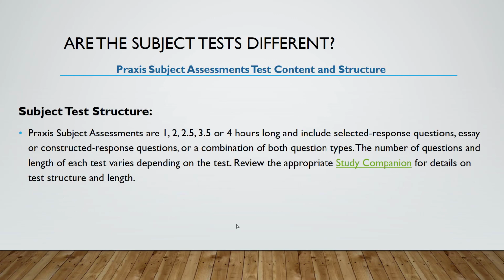The subject test structure. PRAXIS subject assessments are 1, 2, 2.5, 3.5, or 4 hours long and include select response questions, essay or constructed response questions, or a combination of both question types. The number of questions and length of each test varies depending on the test that you've selected. Review the appropriate study companion for details on test structure and length.